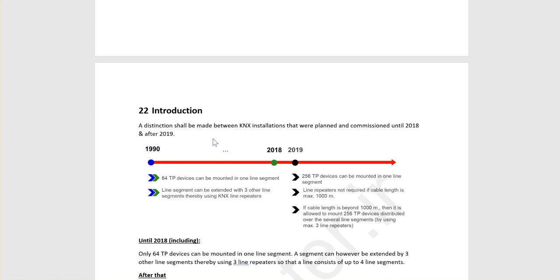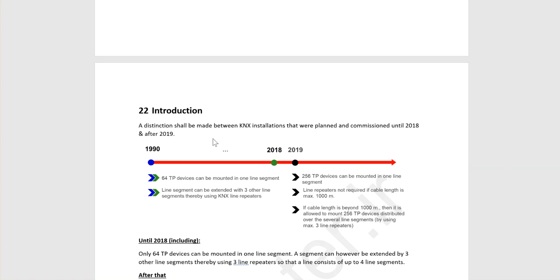Okay, in the introduction part, you can see that before 2019 each line consists of 4 line segments, and in each line segment you can have 64 devices. So when you want to create a line, you start with a first line segment, fill it with 64 or fewer devices, and then you can add 3 other line segments by using the line repeater.